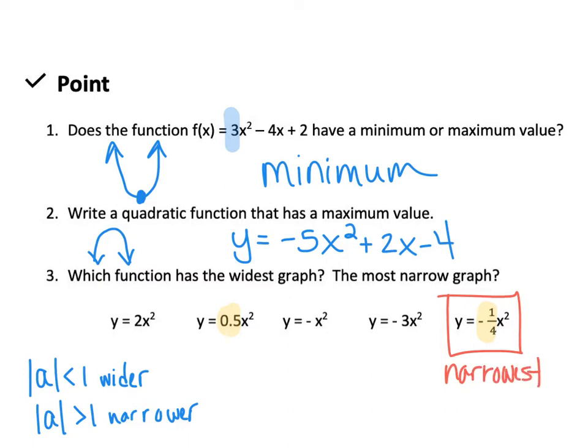And now let's look at the ones that are greater than 1, because they will be narrower. So I'm going to highlight the ones greater than 1 in green. So 3 is greater than 1, just the absolute value of it. 2 is greater than 1. This one here is exactly 1. It's just going to open downward. So the one that is the widest is the one that's the furthest from 1. It's going to be the -3 right here.